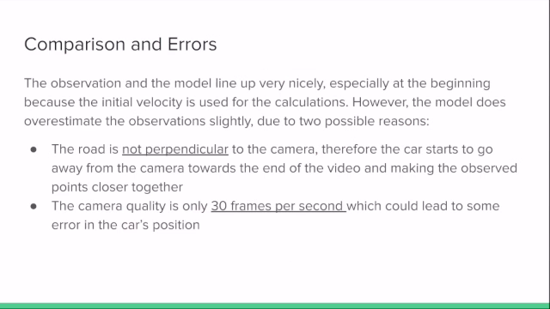The recorded observations and the model actually line up very nicely, especially at the beginning, due to the initial velocity. However, the model does overestimate the observations slightly due to two possible reasons. First reason is that the road is not actually perpendicular to the camera. Therefore, the car starts to move away from the camera towards the end of the video, making the observed points closer together. Secondly, the camera quality is only 30 frames per second, which could lead to some error in the car's position.